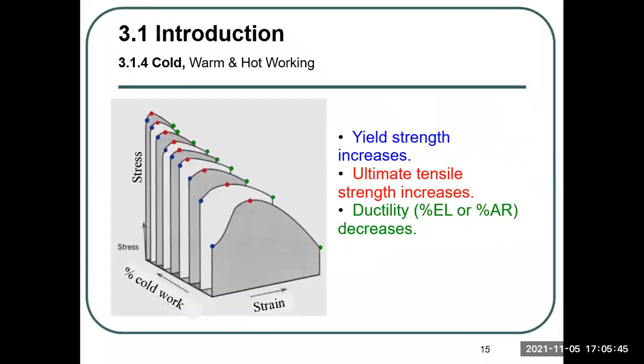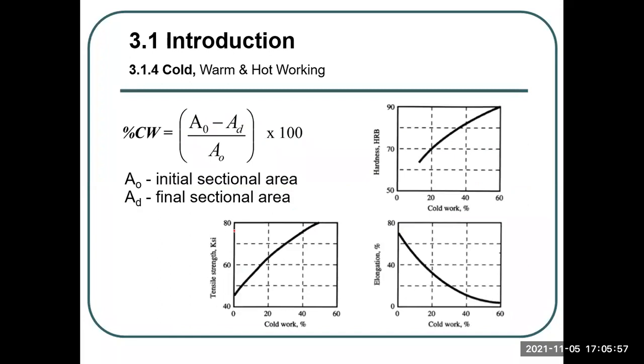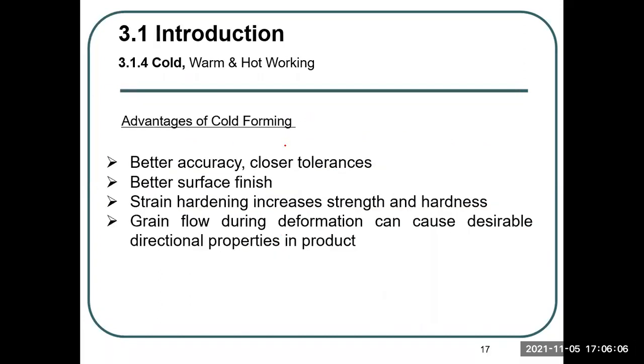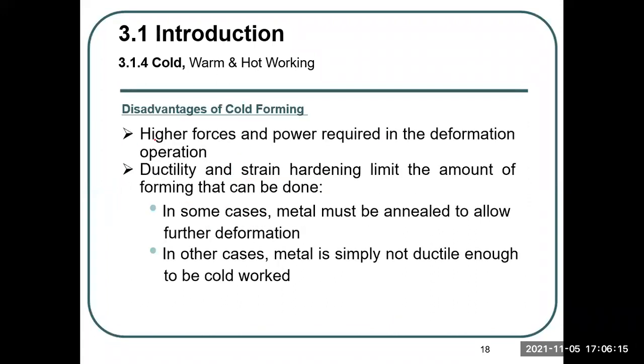And also, in cold work, the yield strength increases, UTS increases, but ductility decreases. We are very familiar with this already, and this is CW. We have already explained one of the tutorial questions, where you simply read the graph and find the value. The advantages we have already seen: better accuracy, close tolerance, better surface, strain hardening and grain flow. The disadvantage, obviously, is that you need higher force, and ductility is lower.